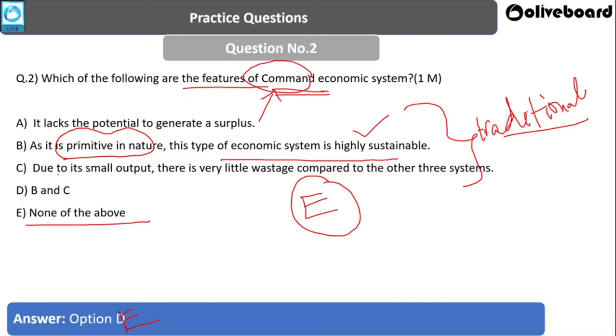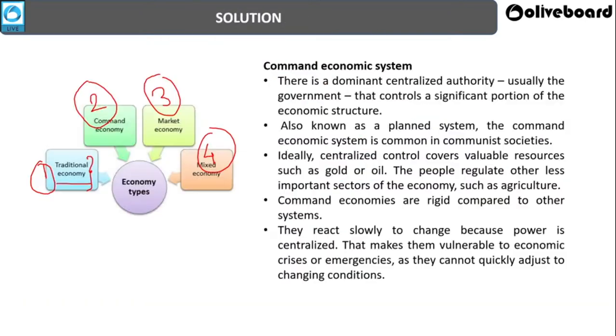And you can see that they don't talk about generating high output. They are going to rely on small output. And also there's very little wastage when you look at the traditional economic systems in comparison with the other three systems. And also they do not have the potential to generate a surplus, which is generally aimed at and which is going to give thrust for the exports of an economy, right? So these are the features of a traditional economy.